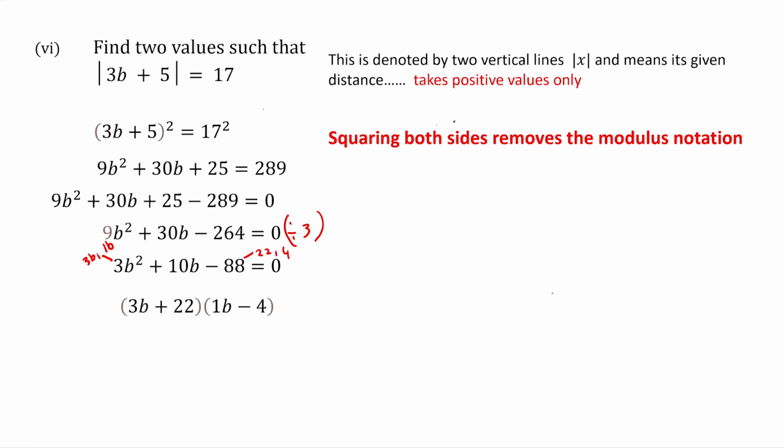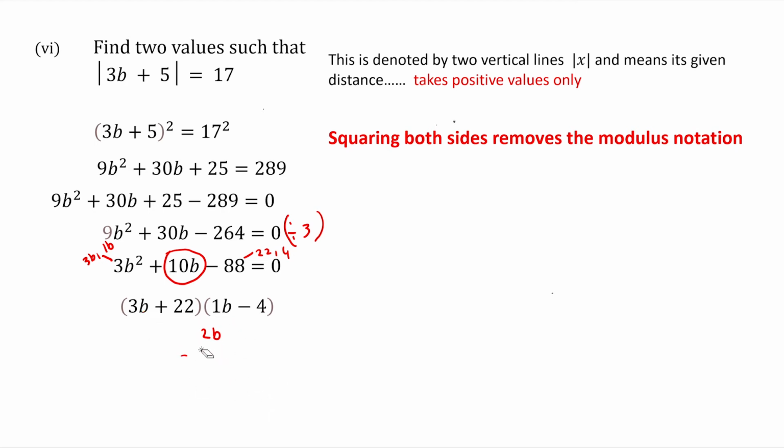And we can always check if we're right by using our smiley face method, which means that you find the product of your factors and see if they add together to give you the middle number. So 22 times b gives us 22b. 3b times minus 4 gives me minus 12b. This leaves me with 10b, which is the same as our middle value.